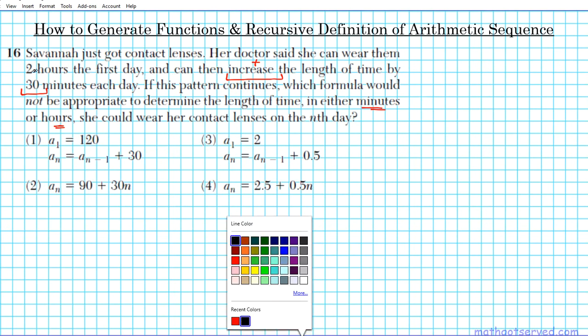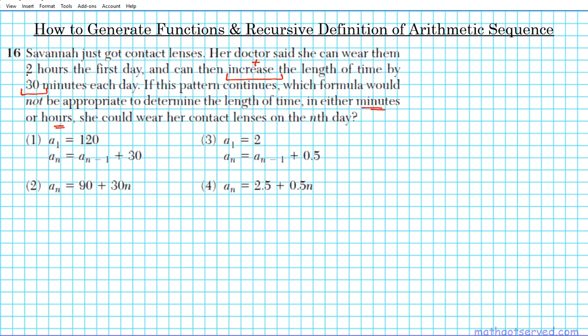So she started with 2 hours the first day. Okay, so if she started with 2 hours the first day, that means the first term, A1, is going to be 2 hours, or in minutes, we know we have 60 minutes in an hour, so 2 hours is equivalent to 120 minutes. So the first term for her sequence is going to be 2 hours or 120 minutes.